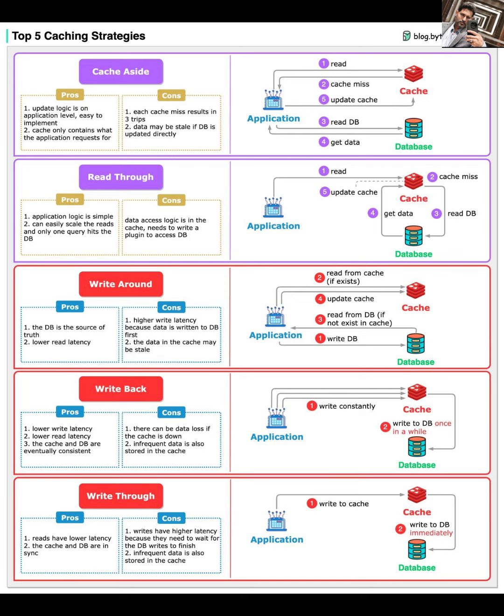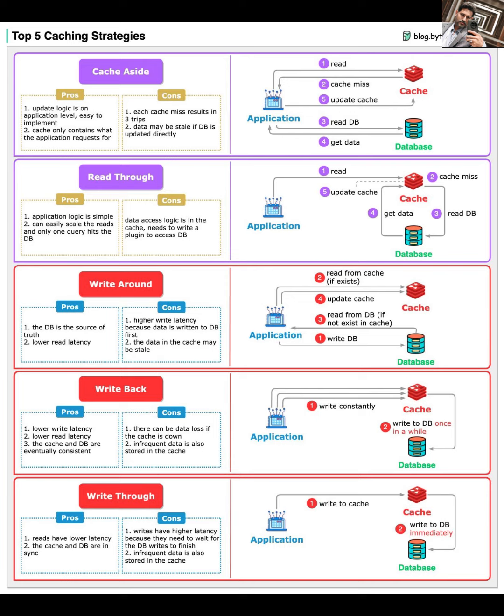Read-through: this strategy puts more responsibility on the cache layer itself. How it works: the application simply requests data from the cache. If the data is not in the cache, a cache miss, the cache itself is responsible for reading the data from the database. Once the cache retrieves the data, it stores it and then returns it to the application. Pros: the application logic is simpler, it just talks to the cache. This can also make it easier to scale the reads, as the cache layer handles fetching from the DB.